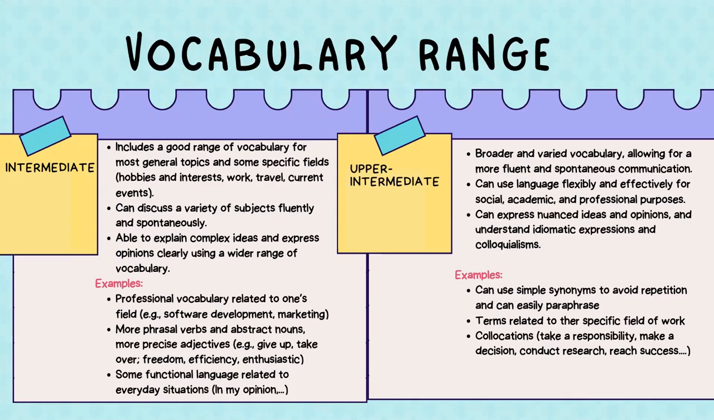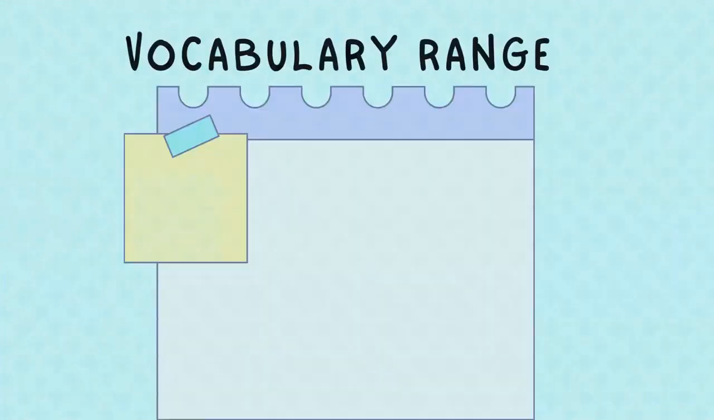Upper intermediate level students have broader and more varied vocabulary, allowing for more fluent and spontaneous communication. They use language flexibly and effectively for different purposes, for social, academic, and professional purposes. They can express nuanced ideas and opinions, and they already understand idiomatic expressions and colloquialisms. They use simple synonyms to avoid repetition, and they can easily paraphrase if needed. They can use terms related to their specific field of work, and they can already collocate the words.